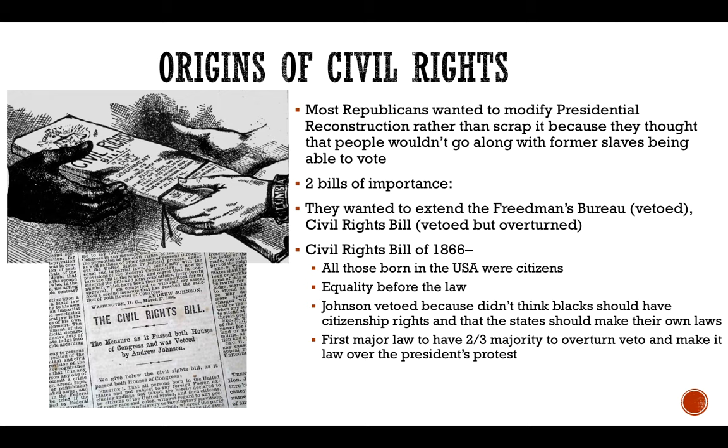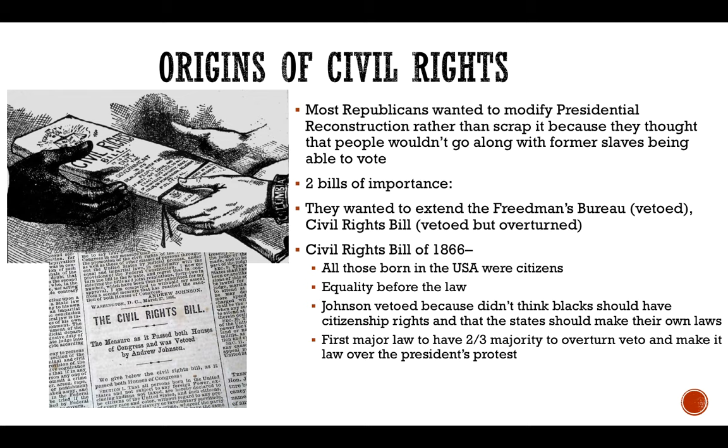There were two bills that were put up at this point. They wanted to extend the Freedmen's Bureau, and that was vetoed, and the Civil Rights Bill was vetoed but overturned. So the Civil Rights Bill of 1866 stated that all those born in the United States were U.S. citizens. It also stated that there was equality before the law. And Johnson vetoed this because he didn't think that African Americans should have citizenship rights, and that the states should be able to make their own laws.